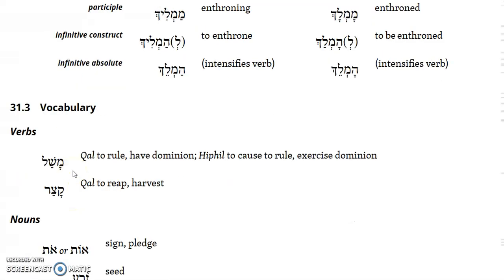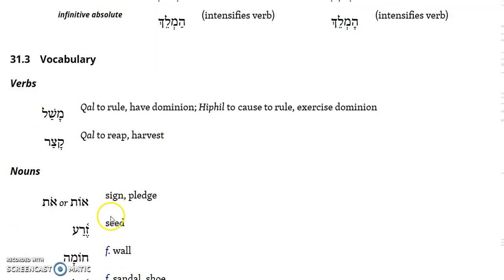Vocabulary is pretty straightforward. So you have mashal, to rule, to have domination. The hifil would mean to cause someone or something to rule, to exercise dominion. Katsar means to reap or to harvest. It could be used in the hifil, but he doesn't list that as a separate thing.